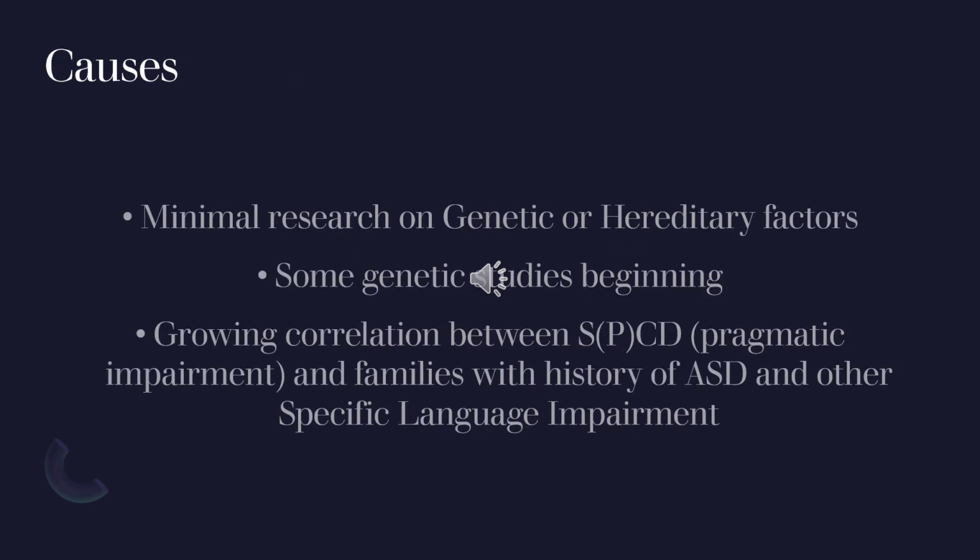So then, of course, one might ask, what are the causes? As of yet, there's not a ton of research on the causes of SPCD. There has, in fact, been minimal research on genetic or hereditary factors. Some genetic studies are beginning in the last few years. There is, however, a growing correlation in the data between students or clients who have social pragmatic communication disorder and families with specific language impairment or autism spectrum disorder histories. So there is that correlation growing.